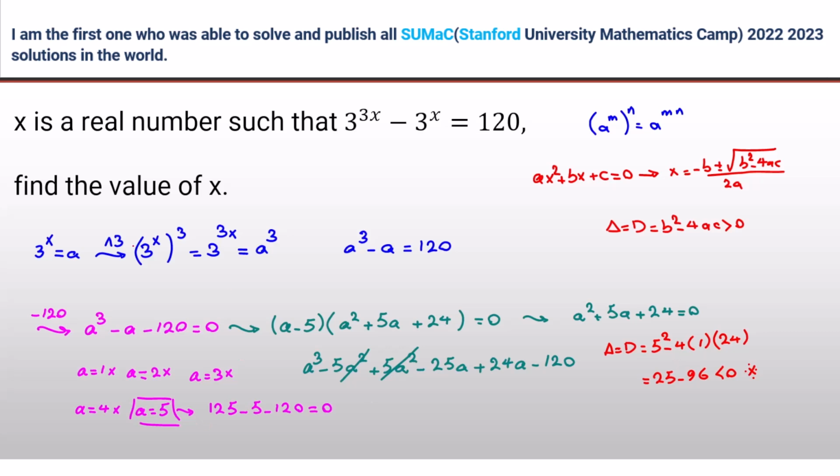Now we should find x. a is 3^x, so 3^x is 5. When you have this, by the definition of logarithm, if we take log base 3 of both sides, then we can say x is equal to log base 3 of 5. So our only answer is log base 3 of 5.